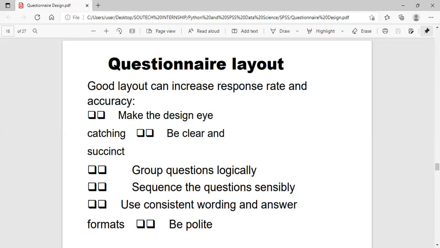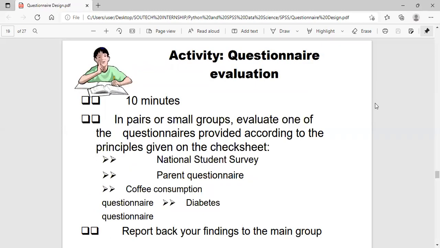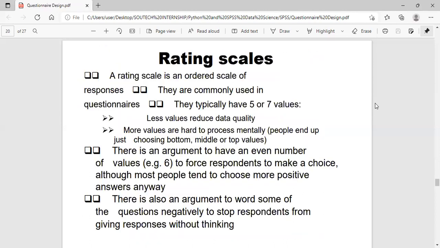Then next, use consistent wording and answer format. The answer format should not be all over the place. Next, be polite. Don't be rude. You must do this. Why are you like that? Be polite. Next, this is another activity that should be carried out on slide 19.